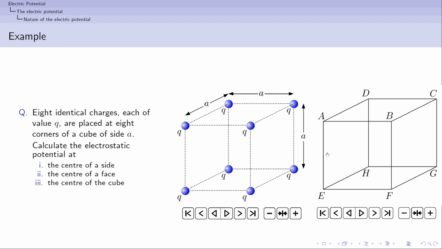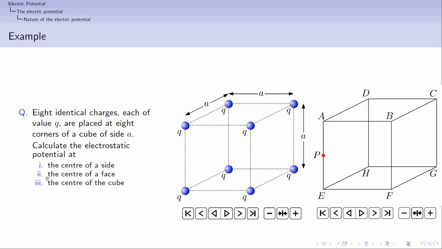All of these sides will be identical because the charges are the same, and the distances between neighboring charges are also the same. So whether I take this side or this side or this side, it really does not matter. So sub question number 1 is asking us to find the potential at this point.